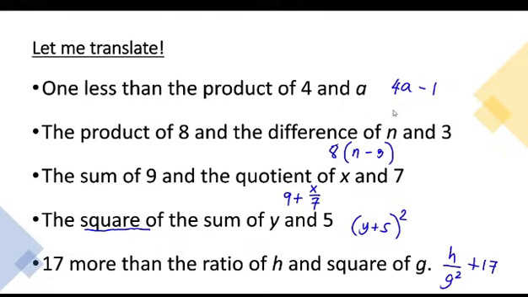So that's how we represent these phrases as mathematical phrases. Okay, so we're done with the recall. Let us now proceed with the problem solving part of this lesson.